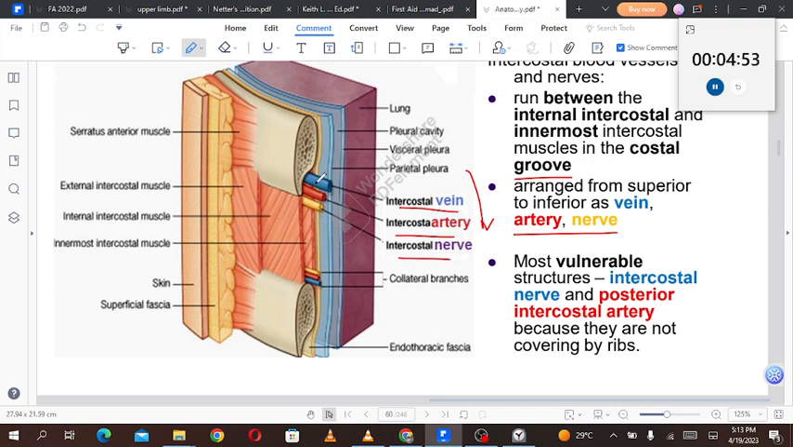They can be remembered as VAN. The most vulnerable structures are the intercostal nerve and the posterior intercostal artery, because they are not covered by the ribs. So they are the most vulnerable structures.